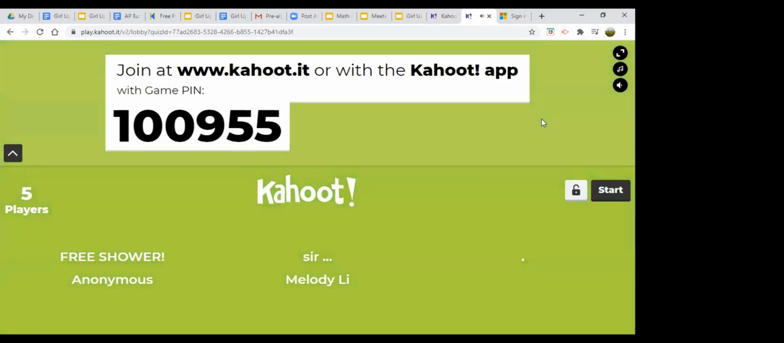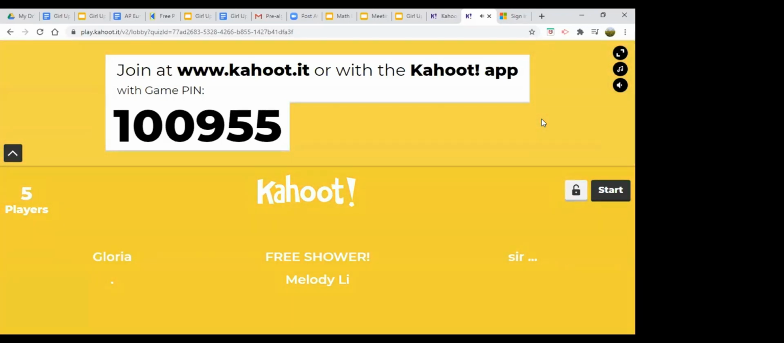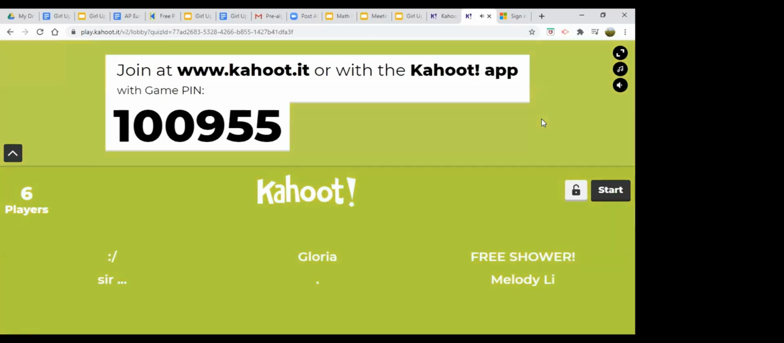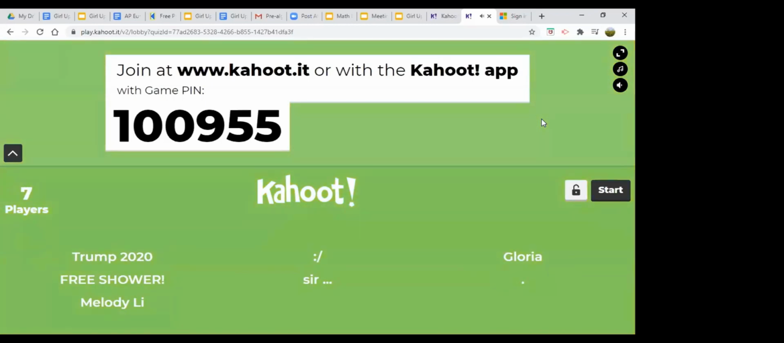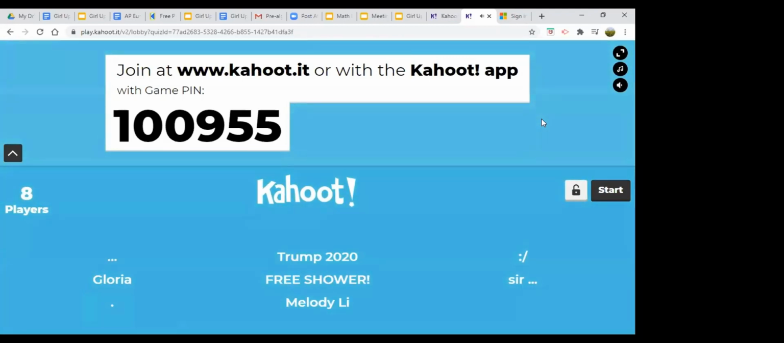Well, who the heck is free shower? Why do you need a second device? You might not need a second device. I'm not sure. You can just switch tabs. Oh yeah, you guys don't need a second device. Just open a second tab. There's a democracy here. I have a second screen, so.